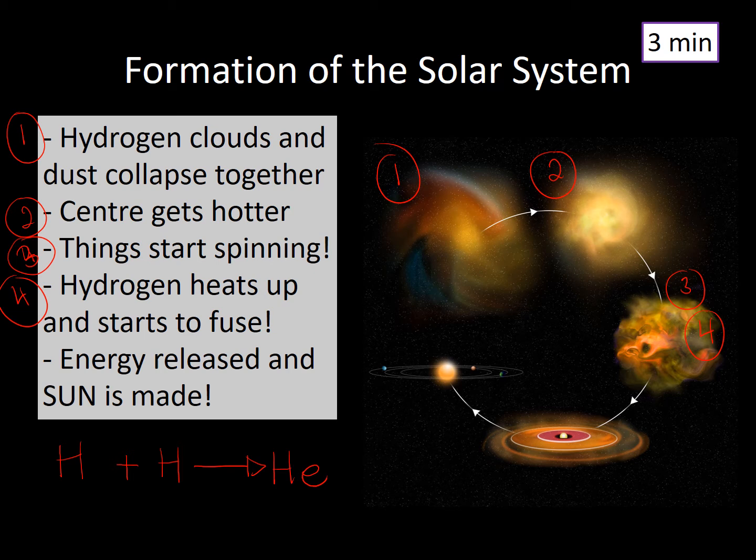Now, by the hydrogens fusing together and making helium, it's going to release a lot of heat and light energy. So energy is released, and that is what leads to the formation of the sun. Okay, so the sun really is just a bundle of hydrogen that's joining together and releasing energy.